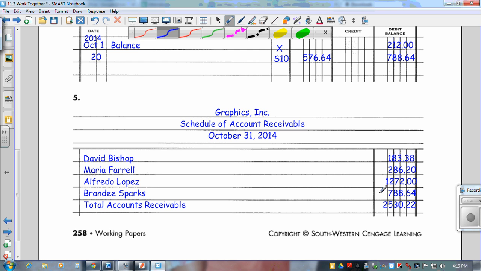So to show that we've added and that it's correct, we're going to draw our lines to prove and rule the statement. Okay, that is it for 11.2 Work together. Go ahead and do on your own and check the answers in the book, and then do your homework for application problem 11.2.